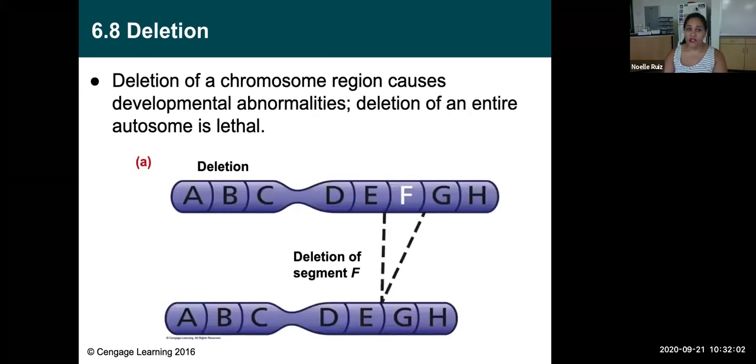Deletion of a chromosome region causes developmental abnormalities, and deletion of an entire autosome is lethal. Like I said, if you don't have 22 pairs of autosomes, something gets deleted, and that can cause major problems.